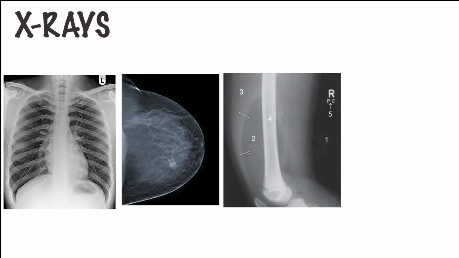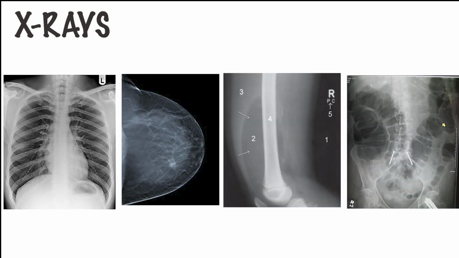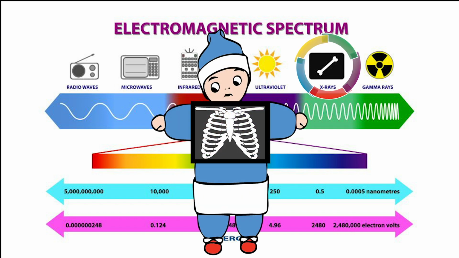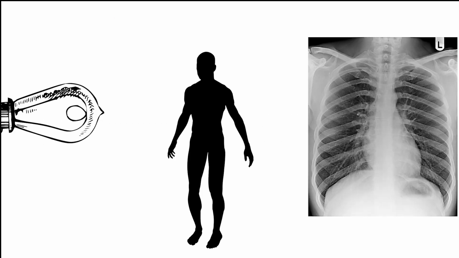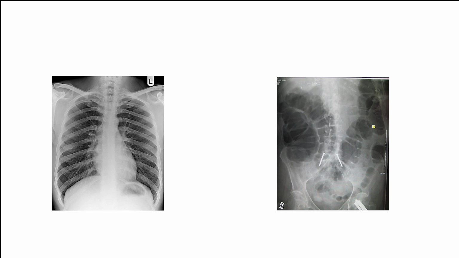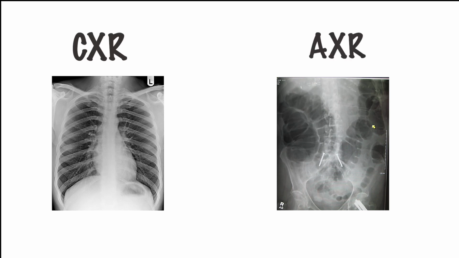So x-rays are important in the diagnosis of various conditions, including evaluation of chest, breast, bone, and abdominal conditions. They are a form of electromagnetic radiation that is able to pass through the human body and produce an image of the internal structures. These electromagnetic waves are carried by high-energy photons. In patient files and in some literature, the common terms chest x-ray and abdominal x-ray can be abbreviated as CXR and AXR respectively.